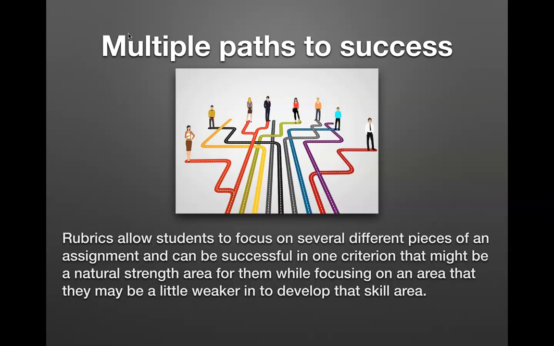Rubrics allow for multiple paths to success. They allow students to focus on several different pieces of an assignment and can still be successful in the one criterion, maybe where they have a natural strength in whatever that one is measuring. And then it allows them to focus their efforts much stronger on a criterion that they're maybe weaker in, in order to be able to develop that skill area and then develop themselves as an all-around student for that type of assignment. And again, if you're using rubrics in multiple assignments in your course, that will develop their skill levels just that much more.